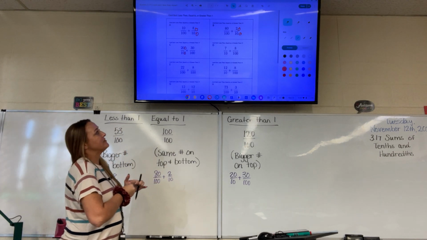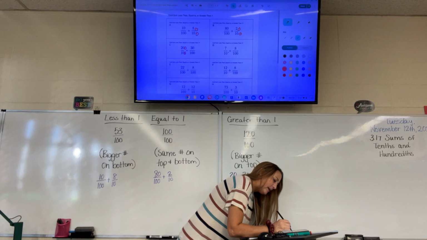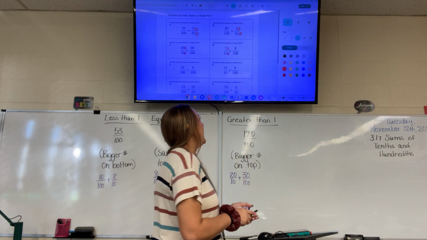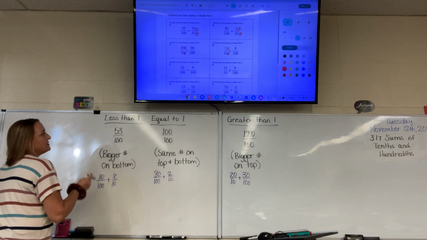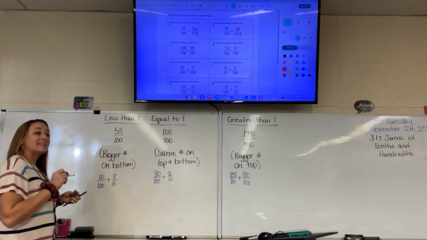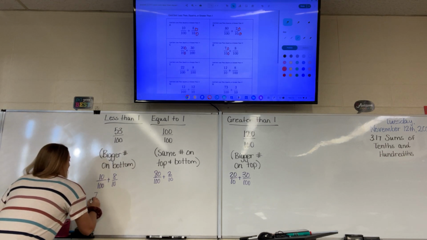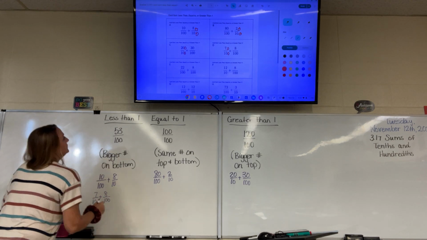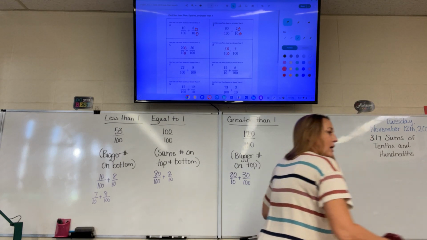The next one we have 7 tenths plus 8 hundredths. So we add a 0 here and here. So Zerelda, what's 70 plus 8 equal? 78. Yes, so 78 hundredths would be less than 1 whole. So we're going to put 7 tenths plus 8 hundredths here. And on your assignment yesterday, you need to be writing these down.